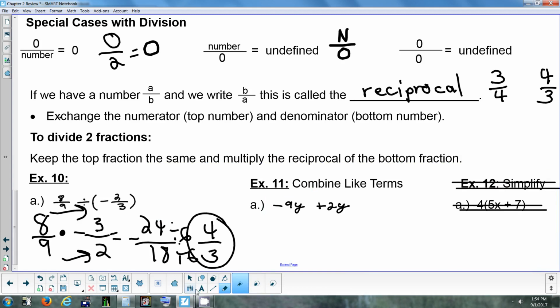Now over here, I'm just combining like terms. Same rules. Is my answer going to be positive or negative? Negative, right? 9 is bigger than 2, so it's going to be negative. Now I'm going from the bigger number to the smaller number. 9 minus 2 is 7. What does my answer have to have with it, because I'm combining like terms? The Y. Good, Mallory.